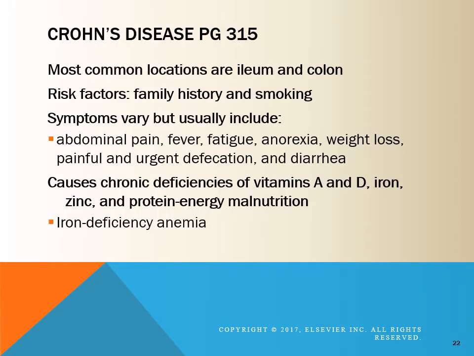Crohn's disease. The most common locations are the ileum and the colon. Risk factors include family history and smoking. Symptoms vary, but usually include abdominal pain, fever, fatigue, anorexia, weight loss, painful and urgent defecation, and diarrhea. Causes chronic deficiencies of vitamin A and D, iron, zinc, and protein energy malnutrition, and iron deficiency anemia.